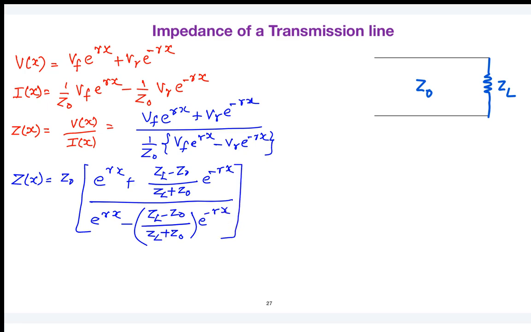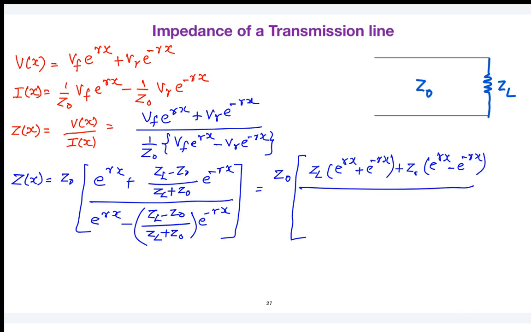Now I can bring out the ZL and Z0 terms together. Z0 into ZL into e power gamma x plus e power minus gamma x, plus Z0 into e power gamma x minus e power minus gamma x, divided by Z0 into e power gamma x plus e power minus gamma x, plus ZL into e power gamma x minus e power minus gamma x. Correct me if I am wrong. Is it correct? Anything wrong I have done here?